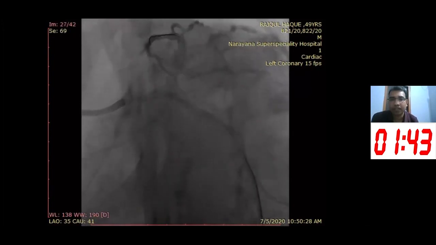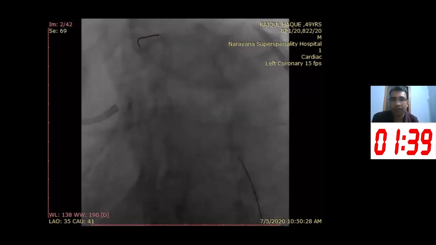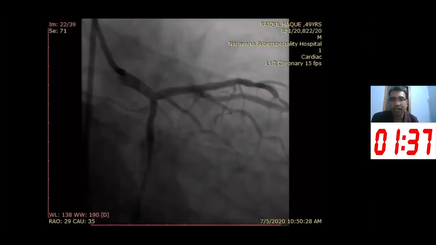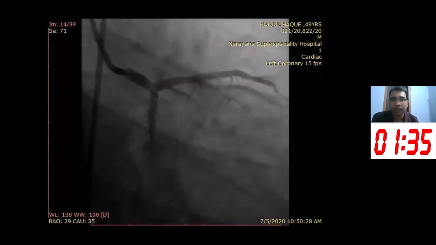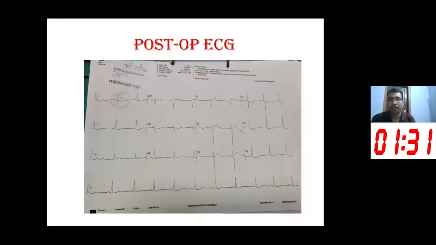We can see that there are well-expanded stents in the LMCA, LAD and the LCX with a neocarina. This is the RAO caudal view. We can see that the flow is TIMI 3 in all the vessels. And this is the post-procedure ECG. The ST elevation, ST depression has significantly reduced.